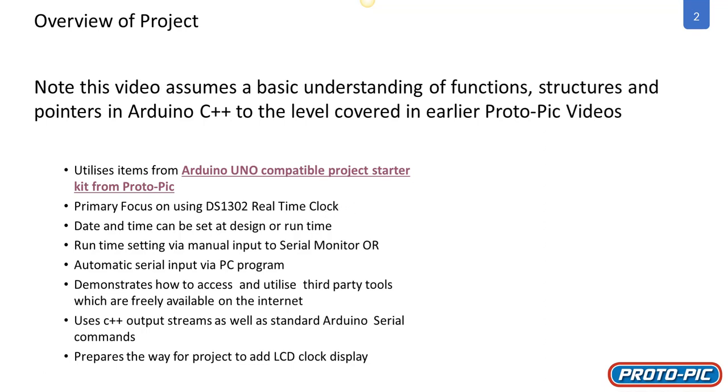With a clock we need to be able to set date and time, because this clock not only does time but it does date as well. And we can set that either at design time when we're writing the program or at runtime, and both are done in today's project. The runtime setting can be done by manually typing a string of characters into the serial monitor, and the program will then decipher that and make the settings on the real-time clock so it gets an idea of what time we want to set it to.